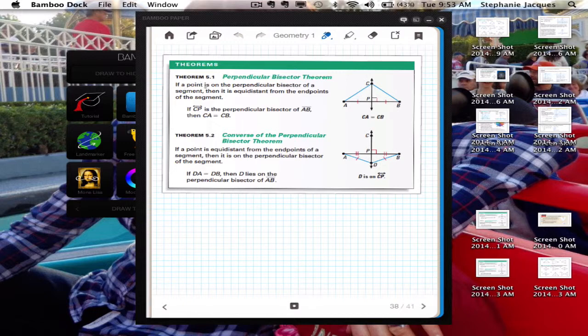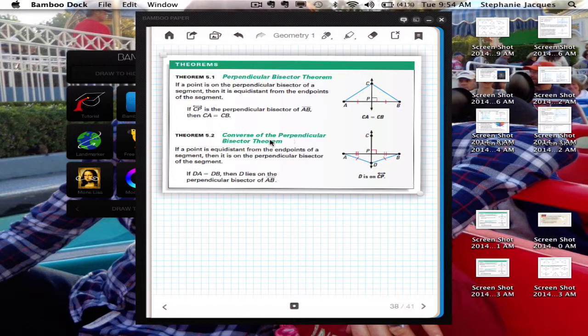It states that if a point is on the perpendicular bisector of a segment, then it is equidistant from the endpoints of the segment. So it just means that if a point is on this bisector here in the segment, so right there, then these two are equal distance. So if CP is perpendicular bisector to AB, then CA and CB are also equal as well.